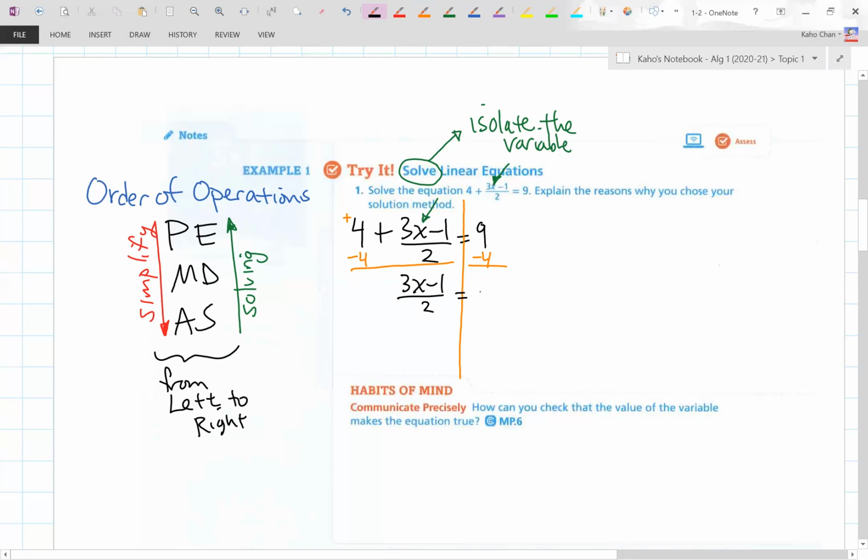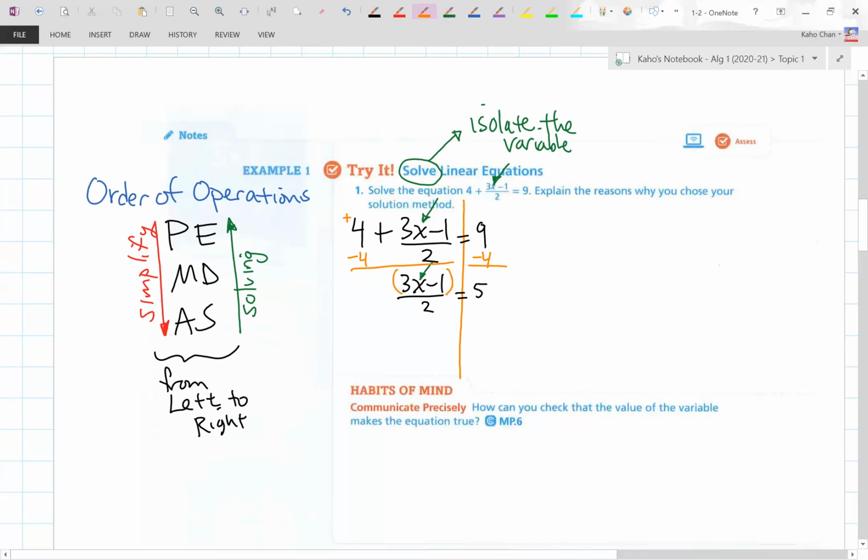9 minus 4 on the other side, of course, is 5. All right. Our problem is a little nicer looking. Our variable x is still there. It's buried in the fraction bar. Now the thing about the fraction bar is everything in the numerator position, 3x minus 1, is in itself untouchable.